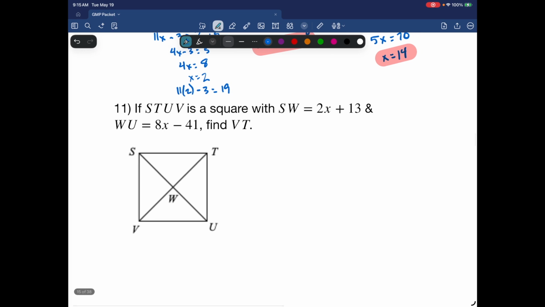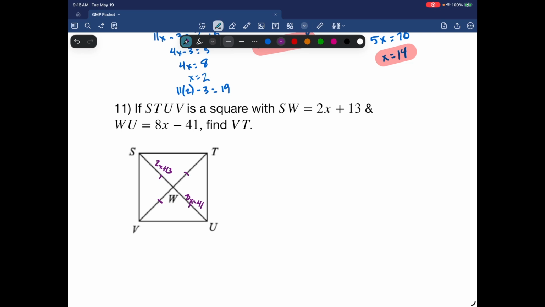Number 11, you're dealing with a square. So SW is 2x plus 13. WU is 8x minus 41. These 2 are congruent. These 2 are congruent, and they're congruent to each other because it's a square.